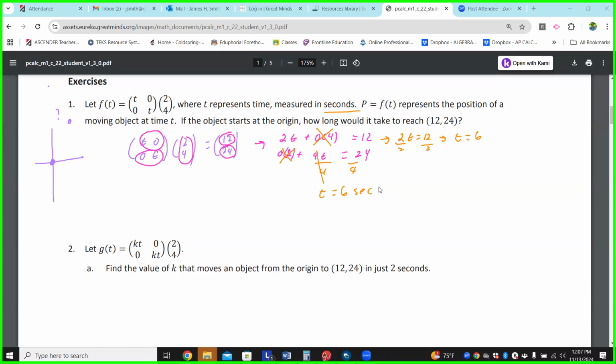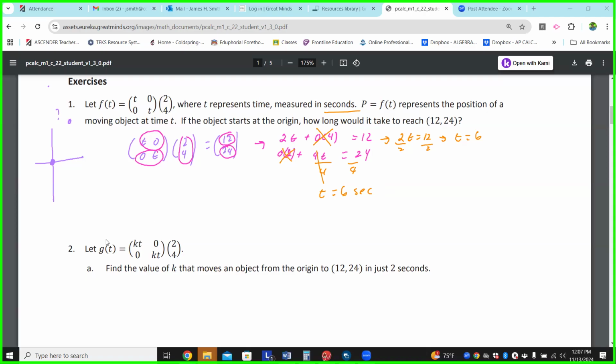So it would take 6 seconds to have this moving object hit that 12, 24 with the given information presented to us. Any questions on today's stuff? So again, it's the same math as what we were doing the last 2 days. We're just putting application in it. So same part here with 2a.